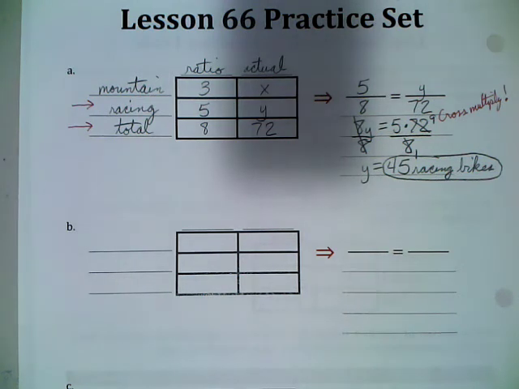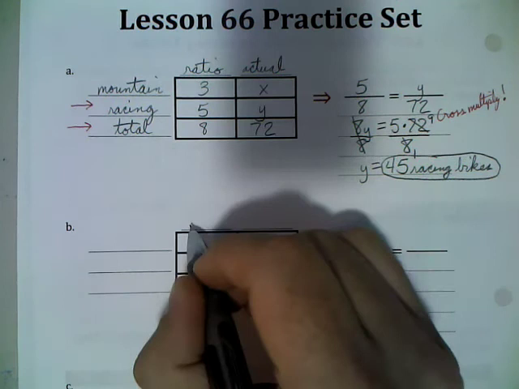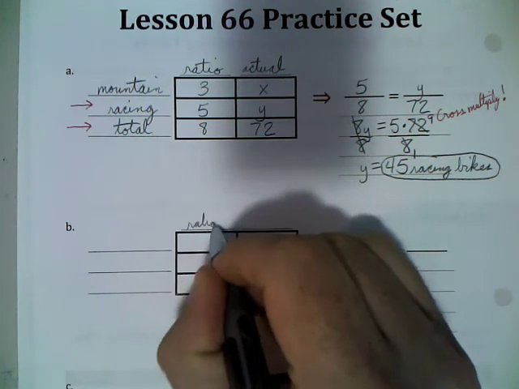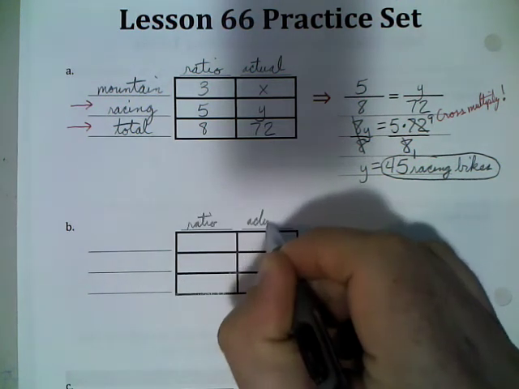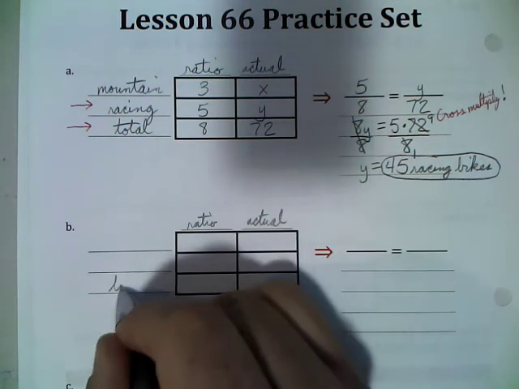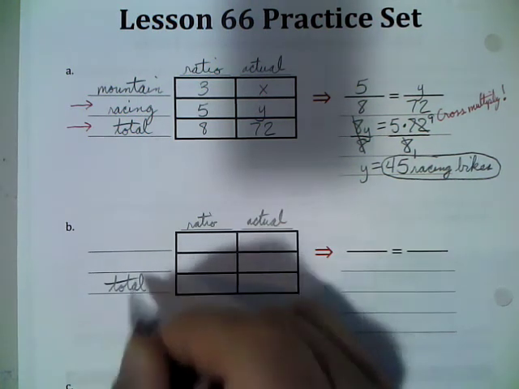All right, B. The recycling club collects cans and bottles for recycling. The ratio of cans to bottles collected was 8:9. If they collected 240 cans, how many items to be recycled did they collect in all? All right, so ratio, actual, total. Those are always on there.